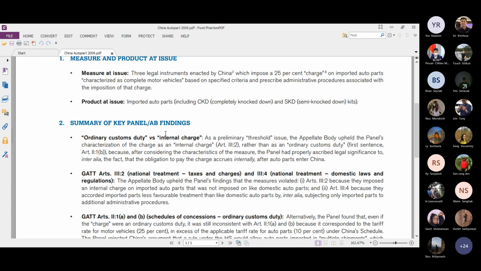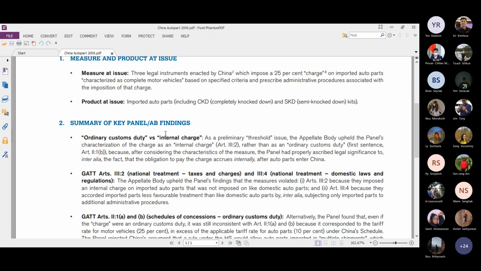Okay? So finally, the Appellate Body and the panel have the same interpretation: customs duty is not the same as an internal or financial charge, because an internal financial charge is a charge that happens after the product has entered the territory of the country that applies it. So they apply the financial charge internally, inside the territory. It is not called customs duty.